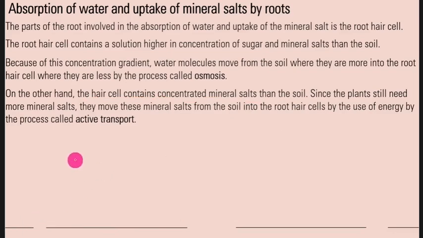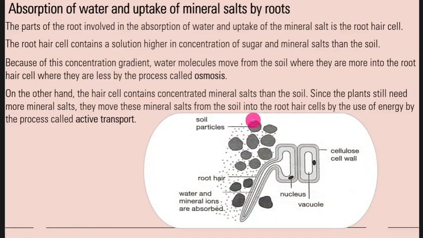All right, so this is now a small structure which is now showing soil particles. Then we have the root hair. This is how it looks. Then it has the nucleus, cellulose cell wall, okay, the vacuole. Then here root hair, there's some root hair. Then you have water and mineral ions are absorbed. So they will be absorbed from here and enter there.